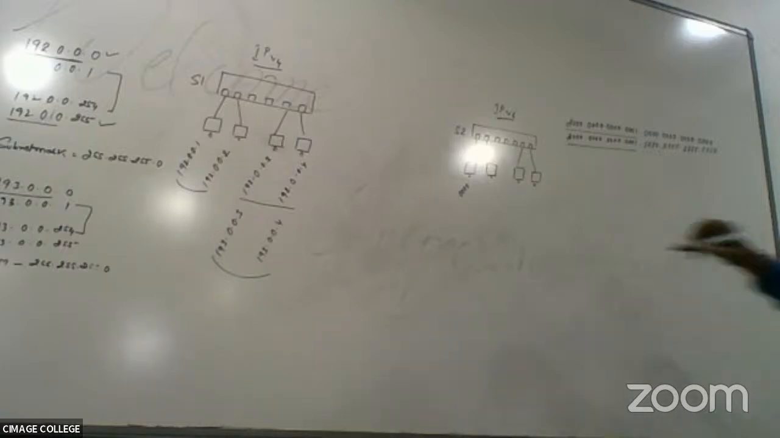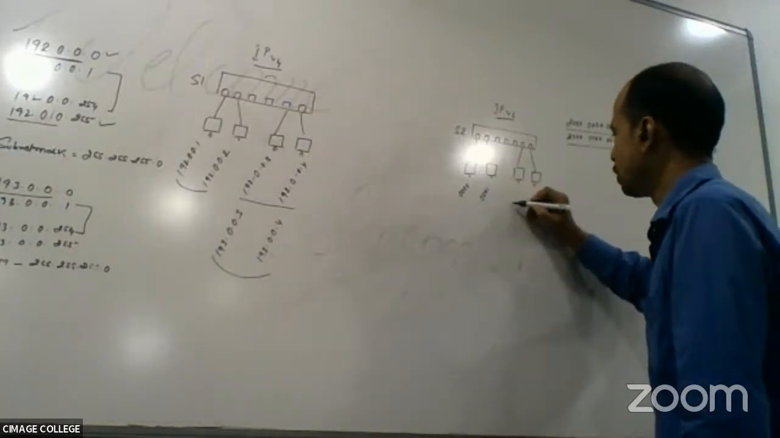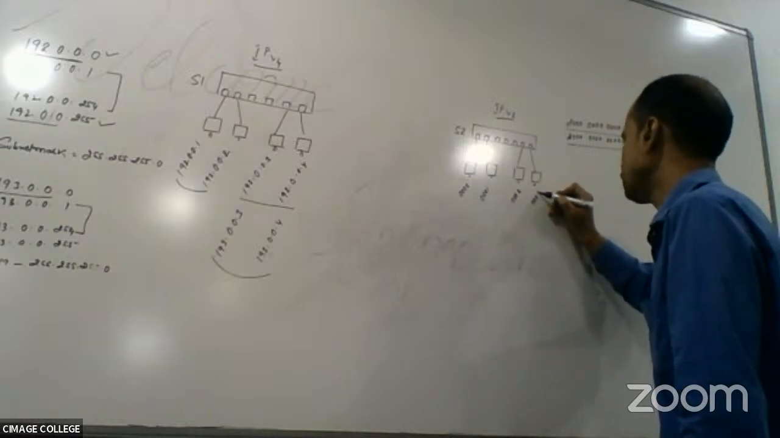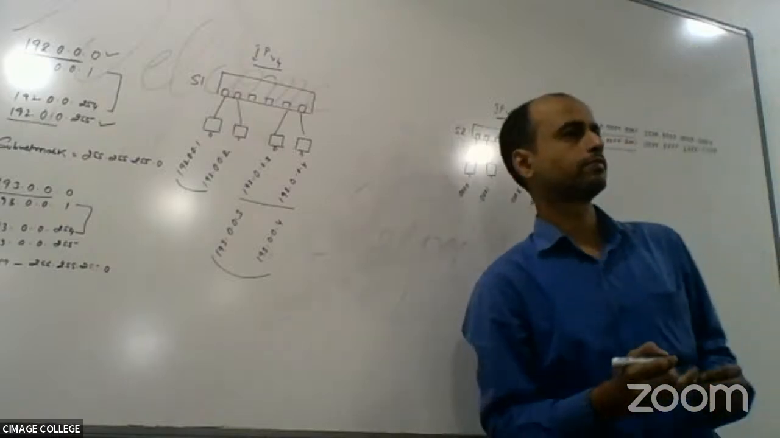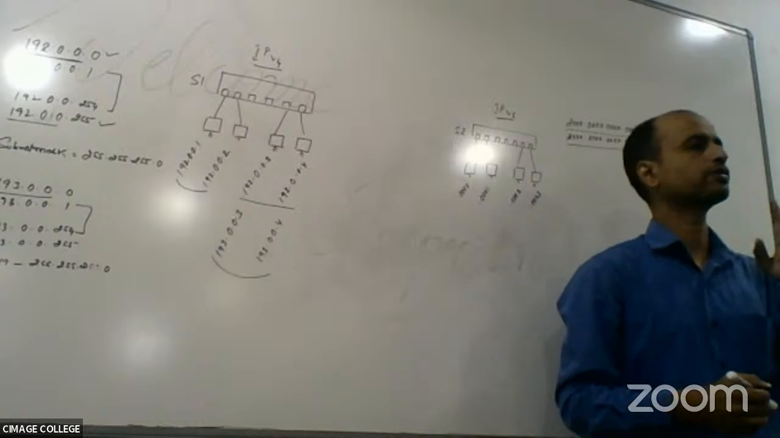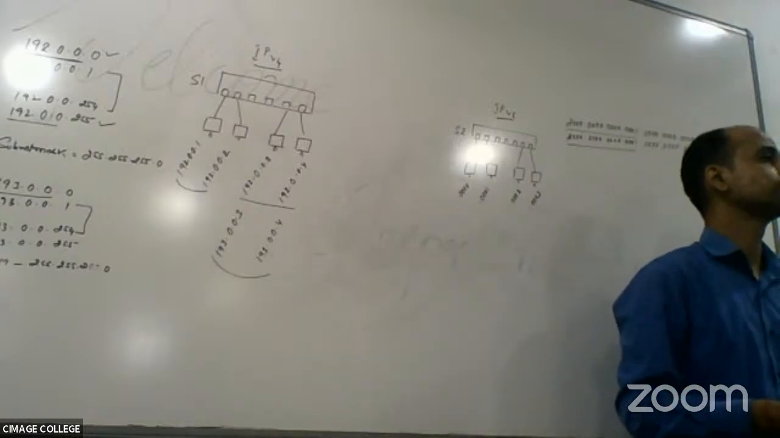Getting it? So the next value will be dot 0 0 0 1, dot 0 0 0 2, dot 0 0 0 3. Fine. We have taken one network. We have assigned IP addresses to these nodes.